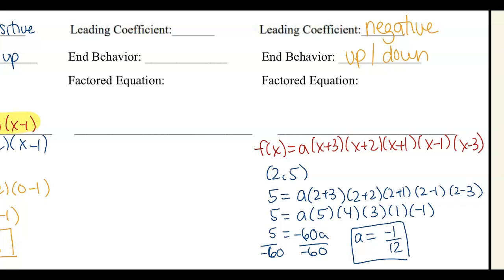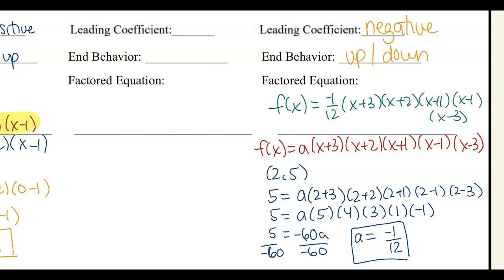So for my answer at the top of the page, I'm going to rewrite this as f of x equals negative 1 over 12, and then rewrite all of your binomials. Ran out of space, but all of this is your answer.